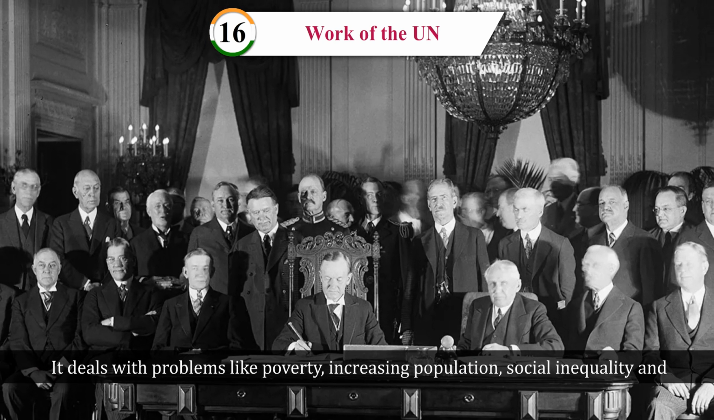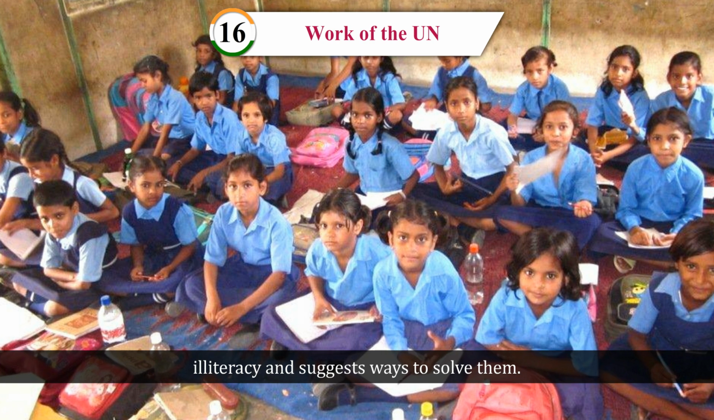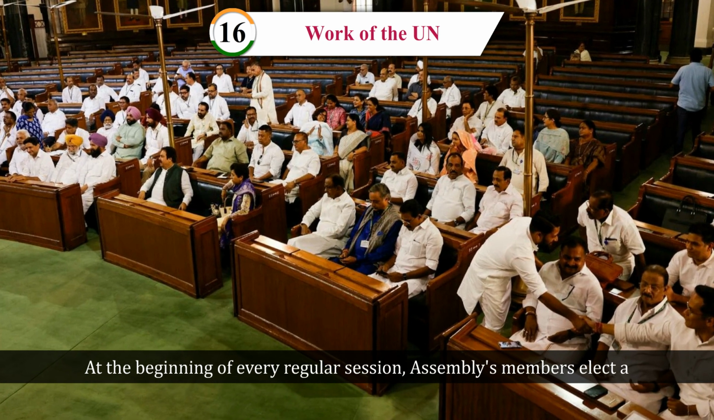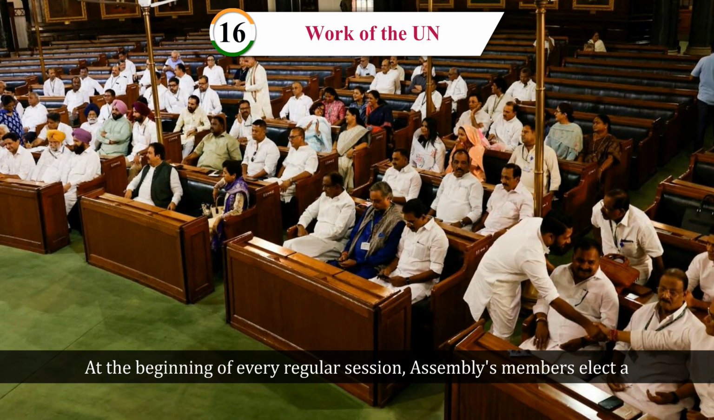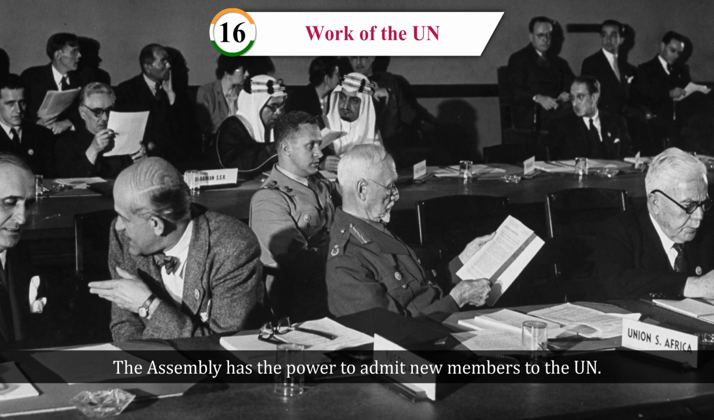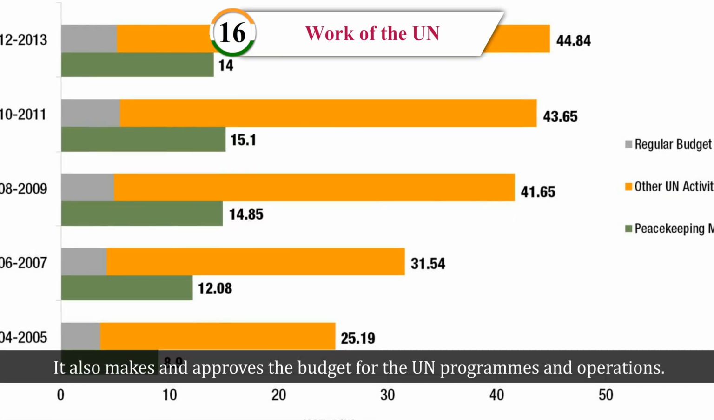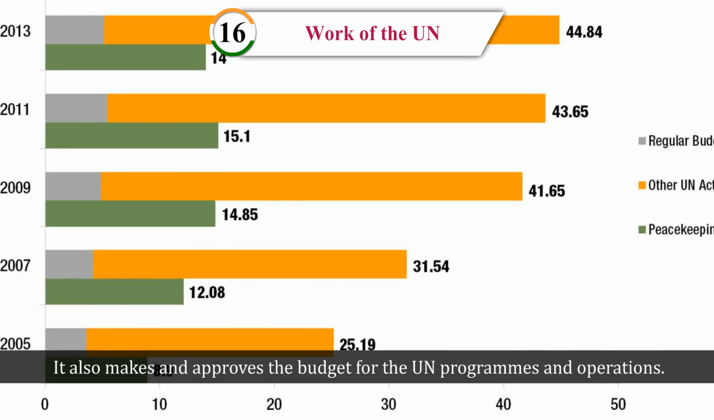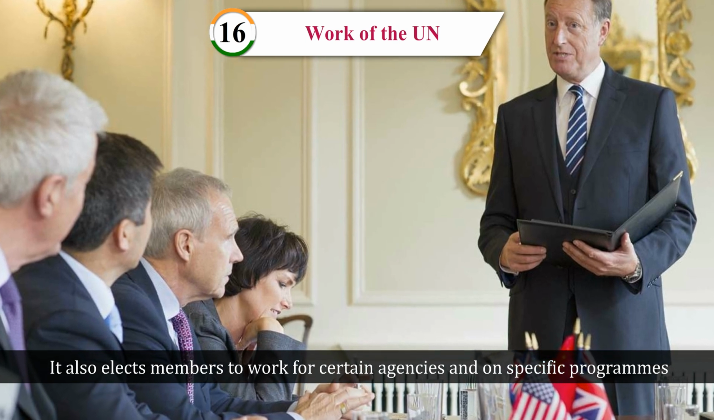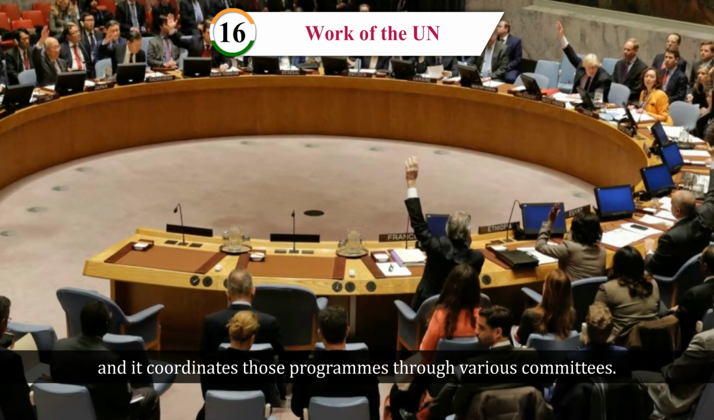It deals with problems like poverty, increasing population, social inequality, and illiteracy and suggests ways to solve them. At the beginning of every regular session, the Assembly's members elect a president to preside over the Assembly. The Assembly has the power to admit new members to the UN. It also makes and approves the budget for the UN programs and operations. It also elects members to work for certain agencies on specific programs and it coordinates those programs through various committees.